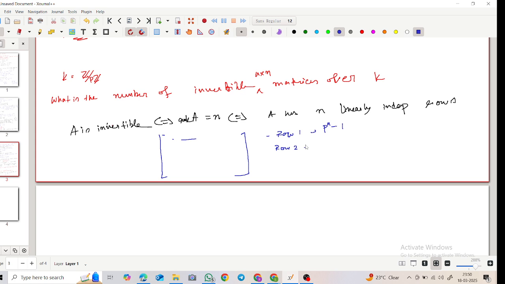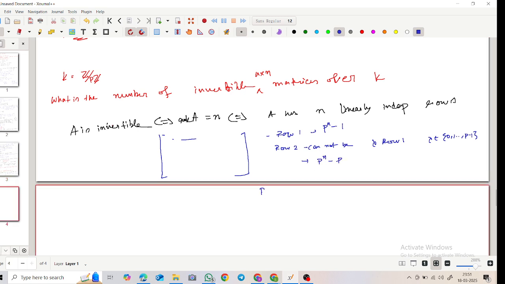So how many multiples of the first row are there? You can multiply the first row by 0, by 1, or 2, up to p minus 1. So if you have a fixed first row, row 2 cannot be lambda times row 1, where lambda belongs to the scalars, which are only the scalars in Z mod pZ. So row 2 has p to the power n minus p options.